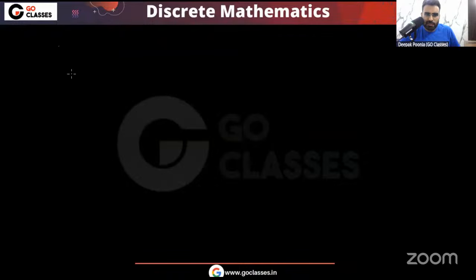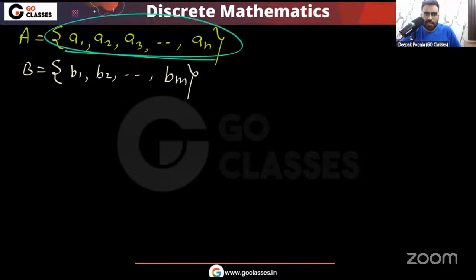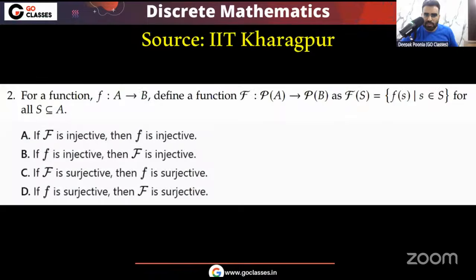So very simple point. Let me just write the conclusion here. Let's assume that this set A is A1, A2, A3, and so on, AN. And let's assume that this set B is B1, B2, and so on, Bm. So you can see that the size of set A is n, and the size of set B is m. Both these sets can have any size. There is no restriction that their size must be the same. That is not given here. Set A can be anything, set B can be anything.